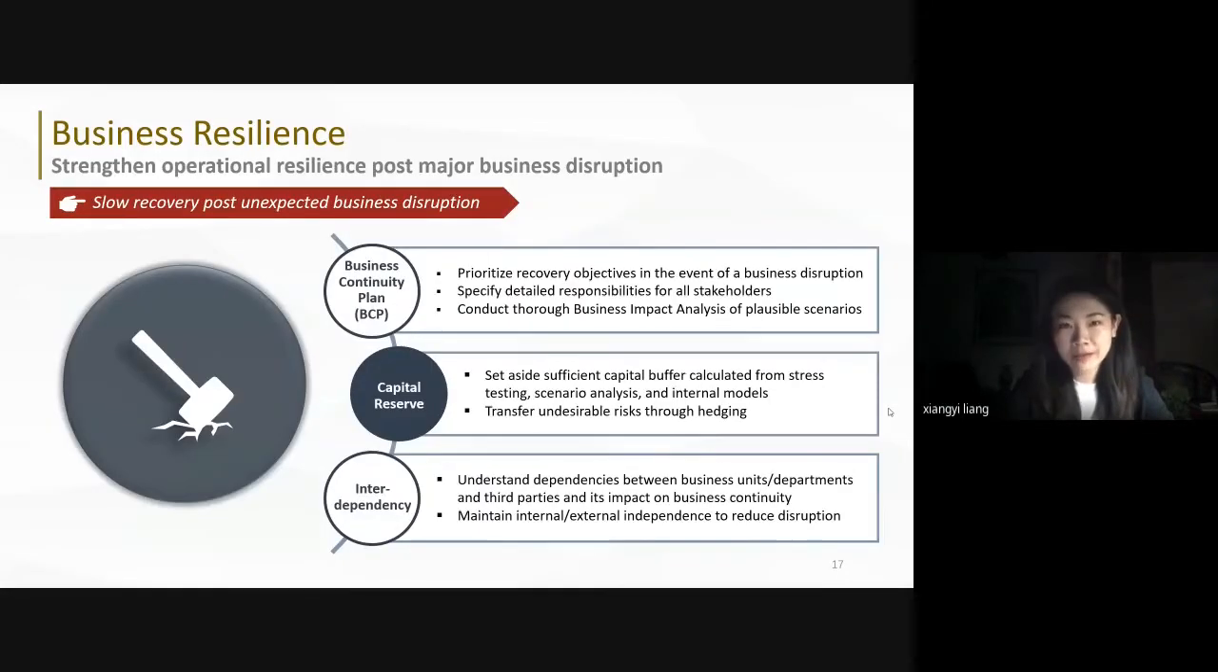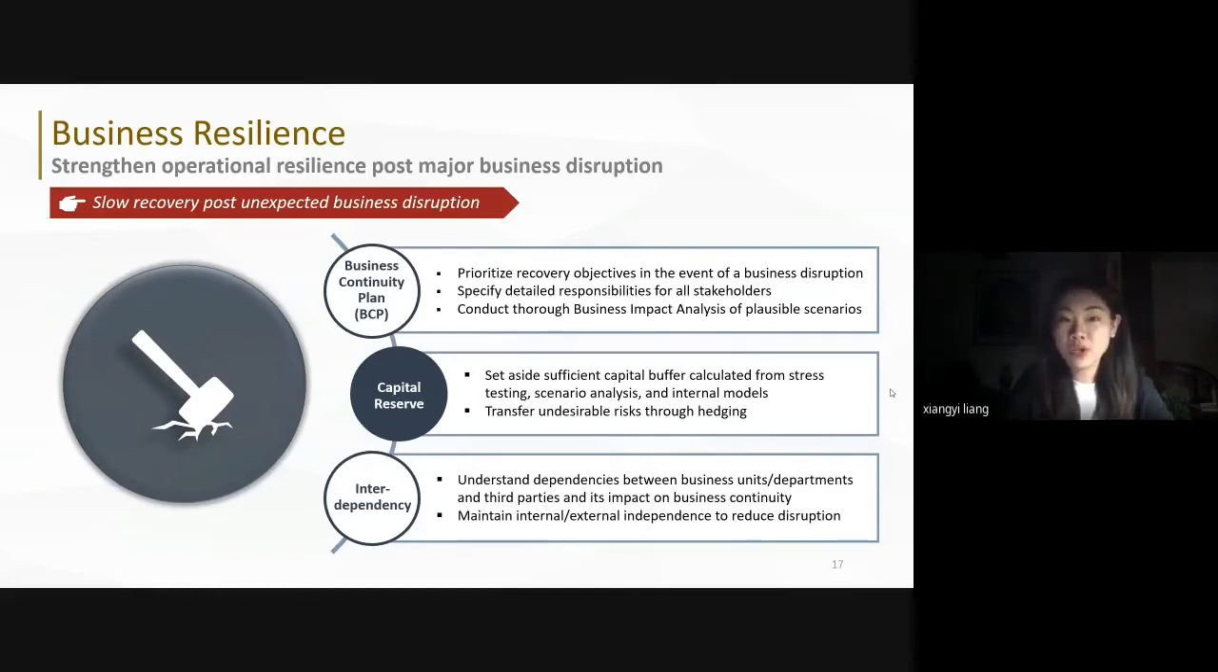The impact from the scandal actually came in many folds, including but not limited to business disruption, corporate restructuring, and global operations scale back. And this signaled the importance to have a robust resilience action plan in place. So first, it should enhance its business continuity plan, including prioritizing recovery objectives for critical operations and specifying detailed responsibilities for all stakeholders and conducting thorough business impact analysis of plausible scenarios.